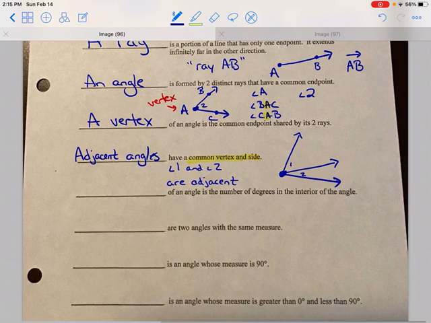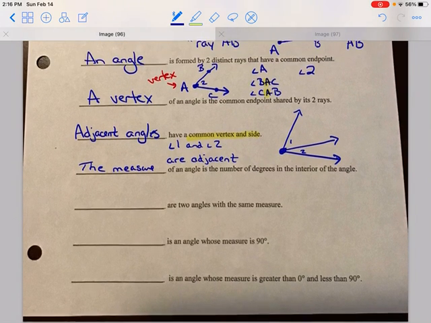Blank of an angle is the number of degrees in the interior of the angle. This is just going to be the measure. And we're going to measure that with a protractor. We'll talk more about how to do that another day.